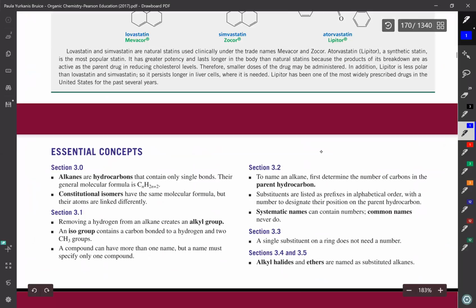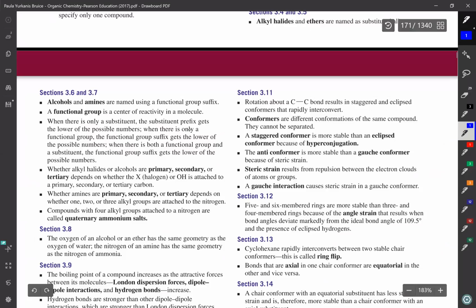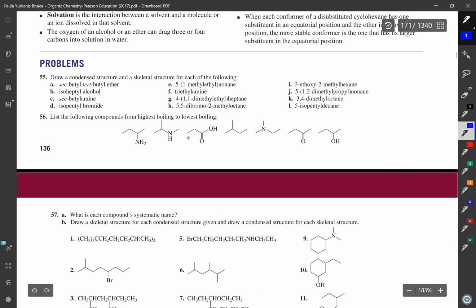Chapter 3 is mostly nomenclature, isomerism, and stuff like that that you guys need to know. All those conformations, staggered conformation, and all those kinds of things.